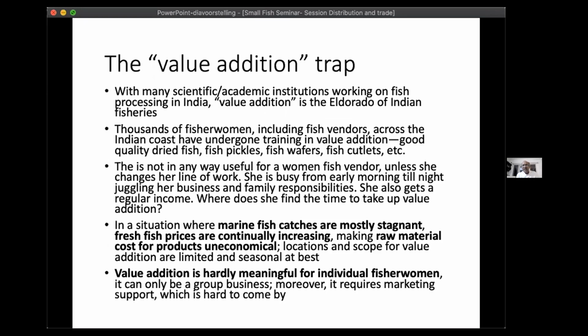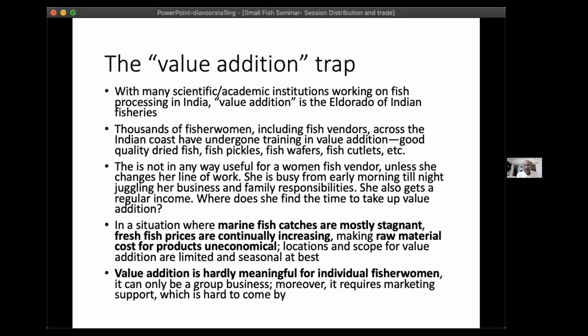Then state programs in particular suffer from a strong fixation in the mind of authorities, because we have a lot of fishery science institutions and academic institutions who believe the solution for everything is value addition. So women have been trained all over the coast any number of times on fish handling and making products and things like that. This is an ongoing activity.